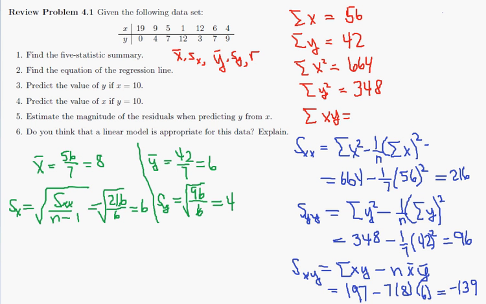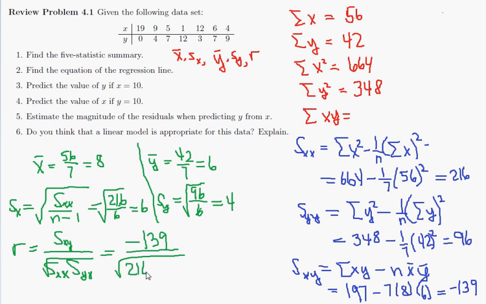And so our fifth statistic, r, is equal to s sub xy divided by the square root of s sub xx times s sub yy. So negative 139 divided by the square root of 216 times 96.